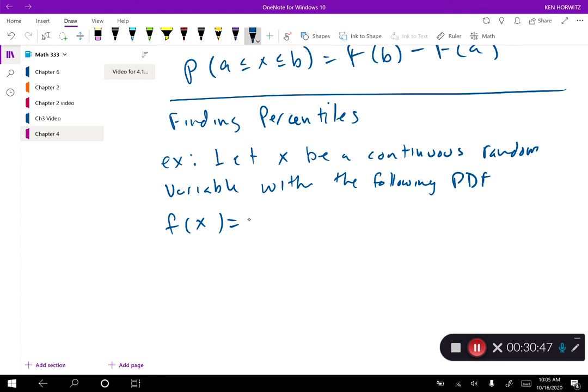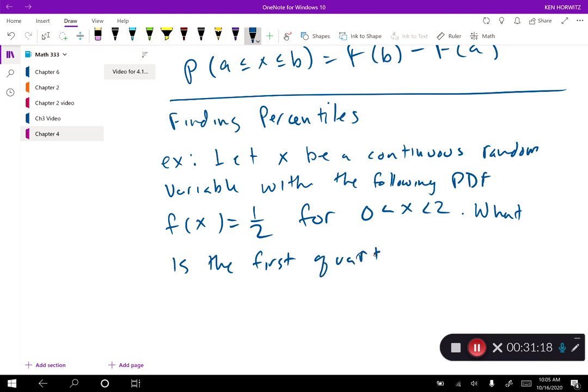F of x equals, I'm just going to say 1/2, very basic example, but hopefully it will give you a good idea of what we're doing. 4, 0 less than x, which is less than 2. So the question is, what is the first quartile, median, and third quartile?